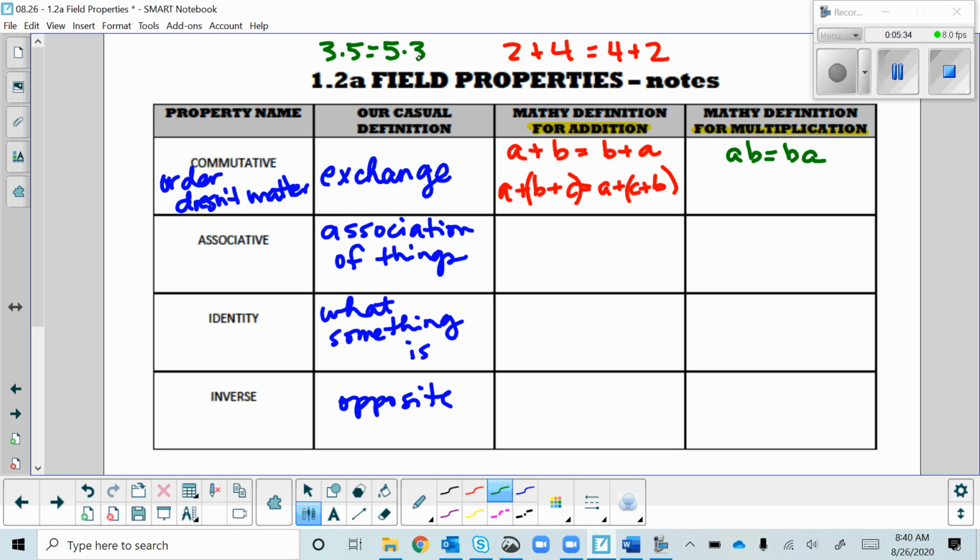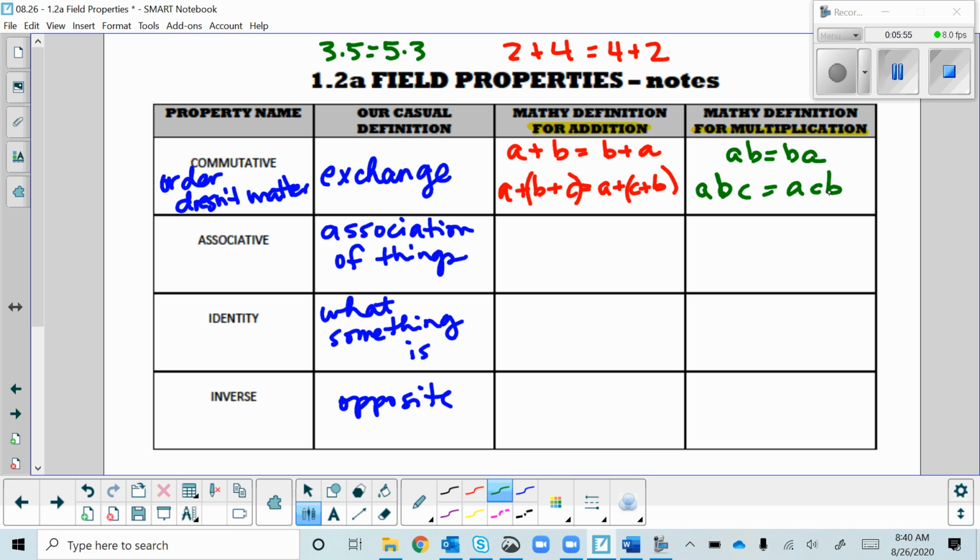And same thing if I had three numbers. If I did A times B times C, I'll get the same answer as if I switched B and C. Okay. Or I could have switched A and B or A and C. The order doesn't matter, you'll get the same answer.